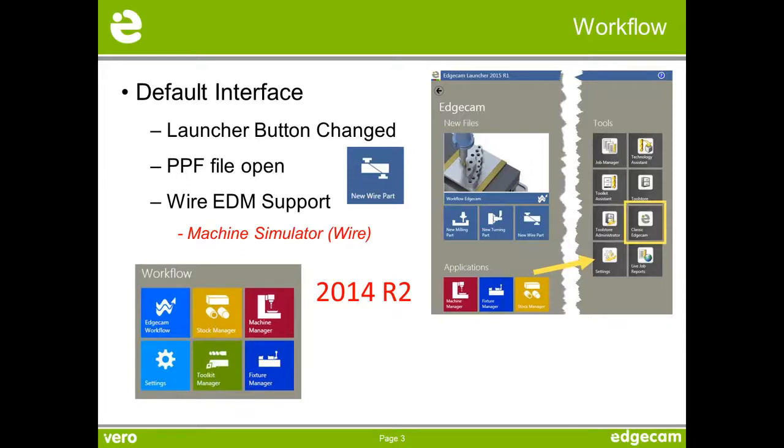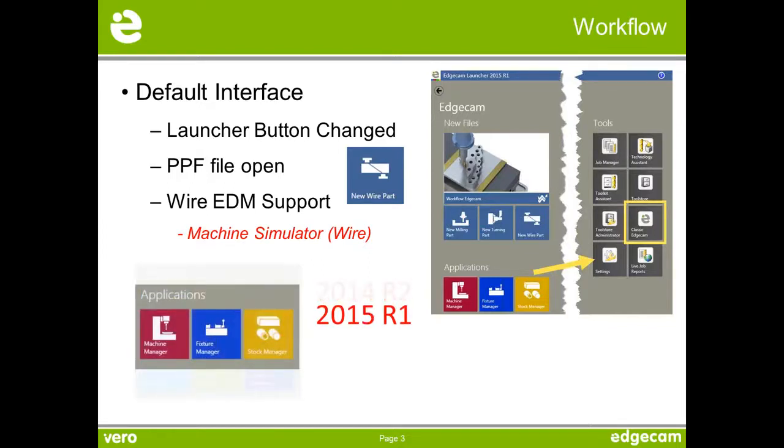So what are we seeing? We're seeing a slight change inside the actual launcher. You'll notice that the workflow icons, the typical 6 icons that we used to see, have now been exchanged for 3 icons in 2015 R1, so we just had a little bit of a repaint there. But an important change within the workflow interface itself is that we'll now support Wire EDM. We've obviously supported Wire EDM in Classic, but now it's totally supported inside workflow. And for those of you working with Wire EDM, you'll now notice that we have Machine Simulator inside the Wire EDM license. That's a very, very important step.